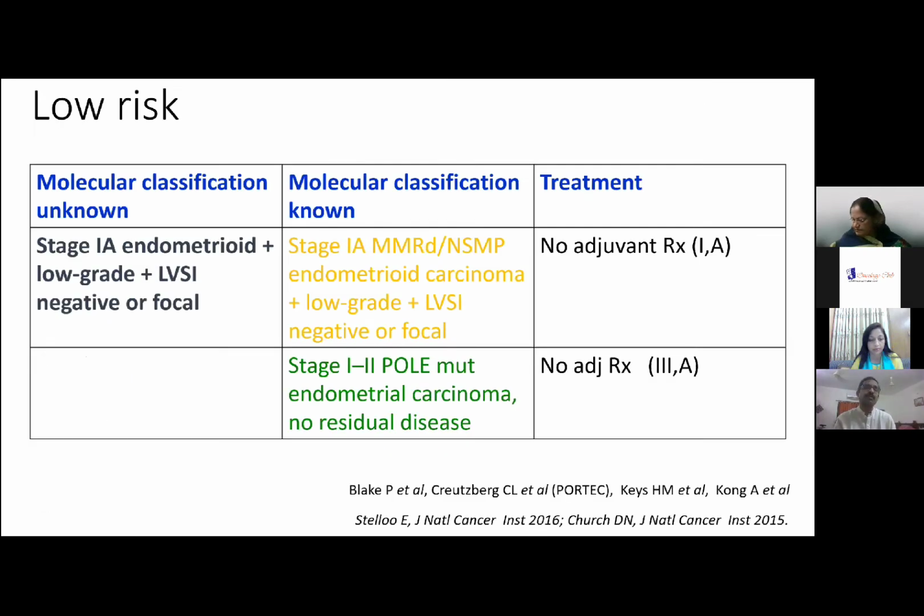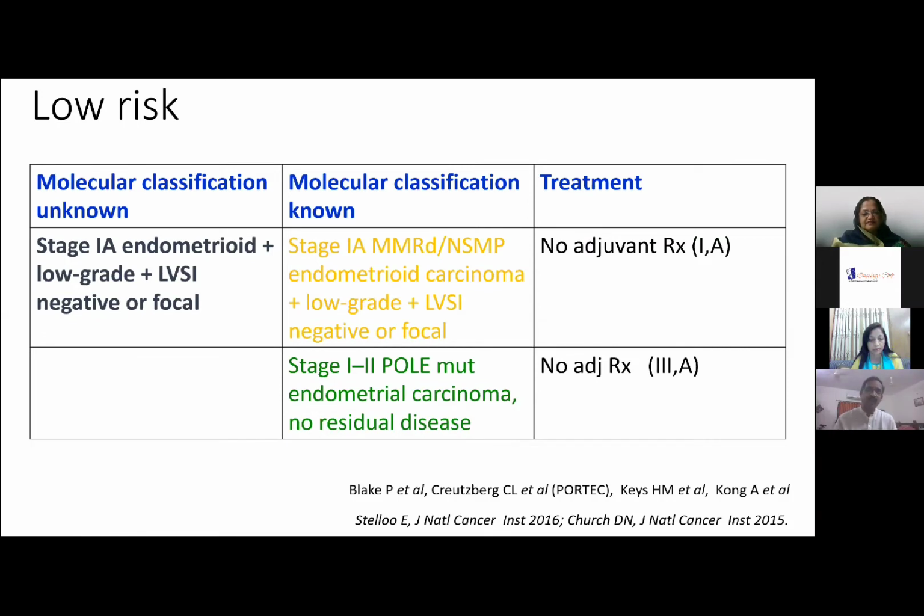So coming to the first group, that is low risk. If you have no molecular classification for these patients, if they are stage 1A, endometrioid, low grade, LVSI negative or focal, you could offer them close observation rather than giving adjuvant treatment.